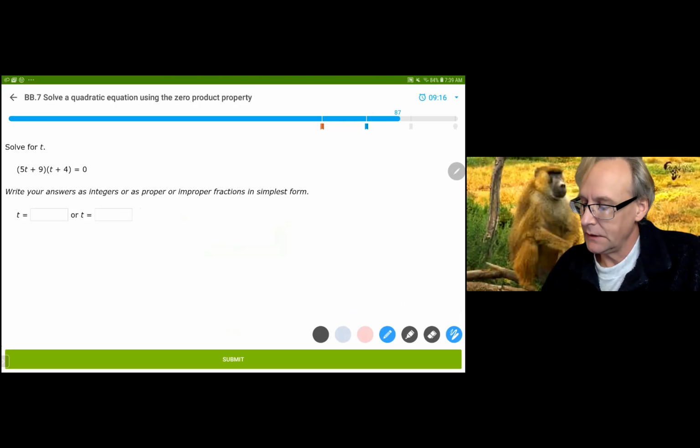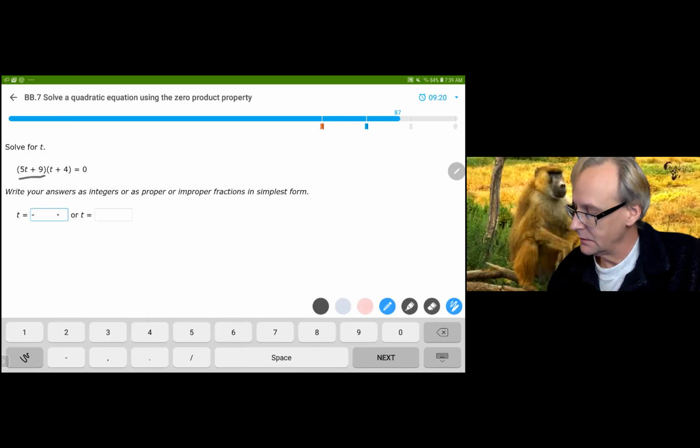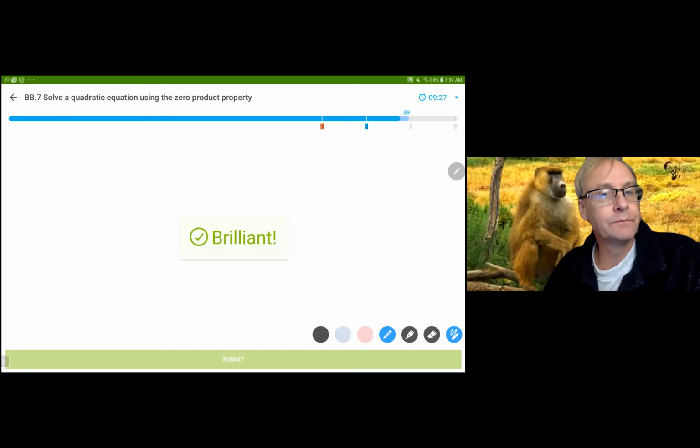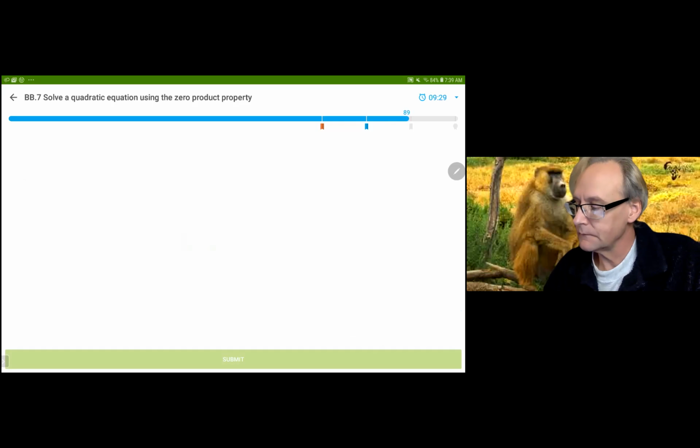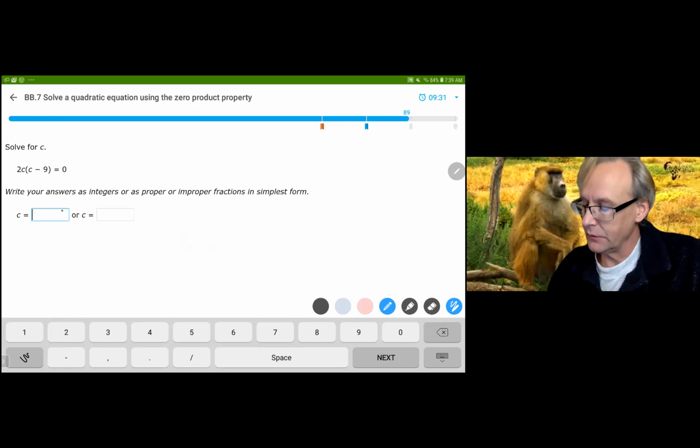This is going to be, you're going to subtract 9 and divide by 5. And subtract 4, which is just -4. Those are my two zeros. This one is going to be 0 or 9.